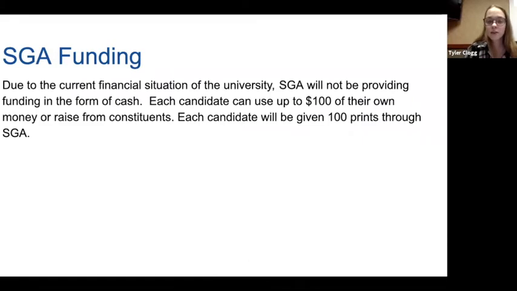So for funding this year, due to the pandemic, SGA will not be providing funding in the form of cash. Each candidate can use up to $100 of their own money or raise that money from their constituents. And each candidate will be given 100 prints through SGA's SPEC committee. So if you would like to print posters or anything, we are going to give you that, but any other type of funding from our committee is not going to be provided.